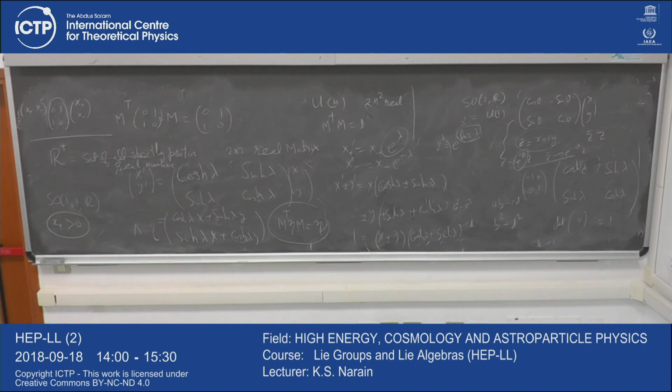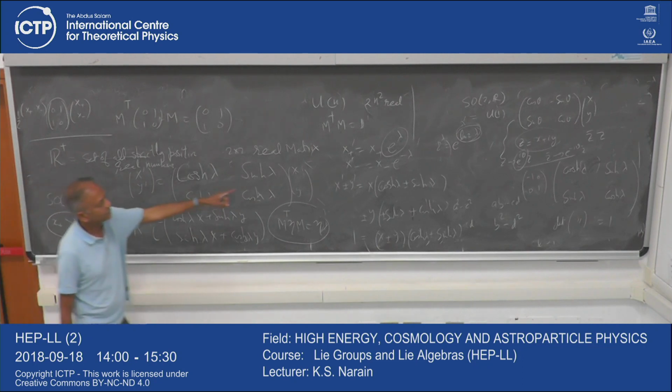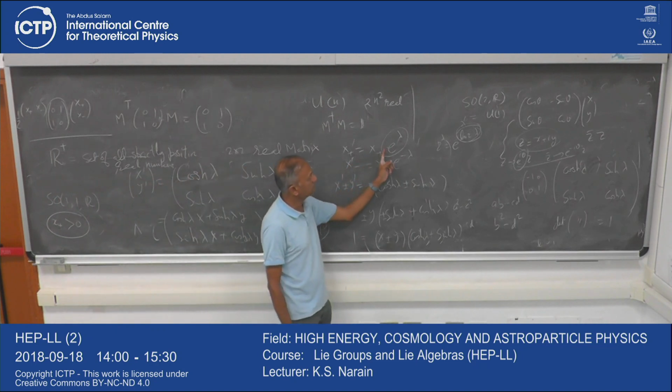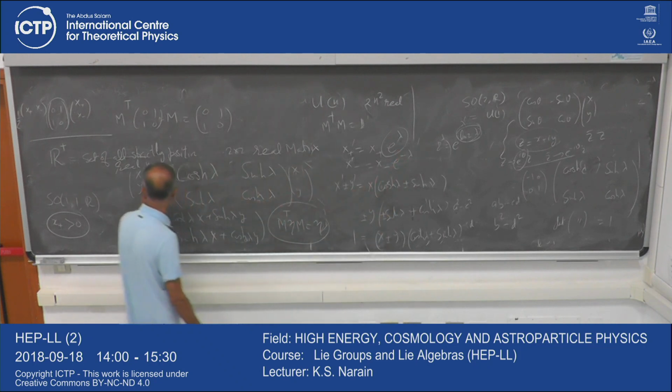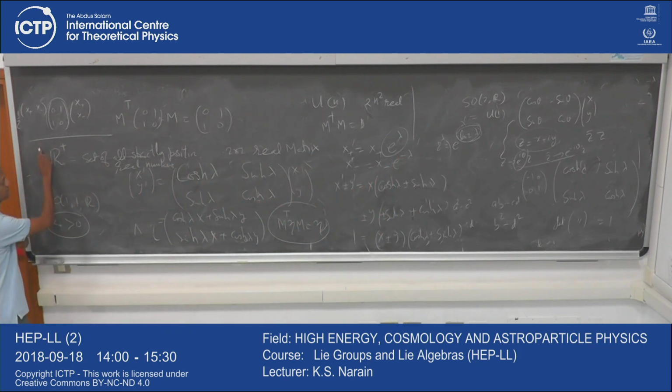So I want to consider only those transformations which leave the length square fixed, as well as not change the sign of x plus. That means with e to the lambda, x plus is positive, and e to the lambda also is going to be positive. So that would be isomorphic to this group.